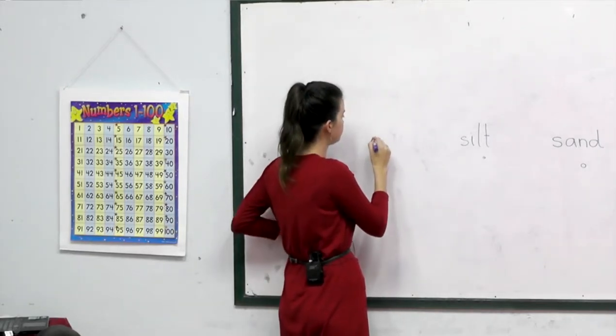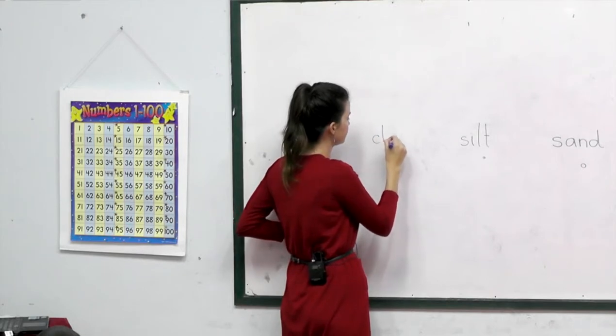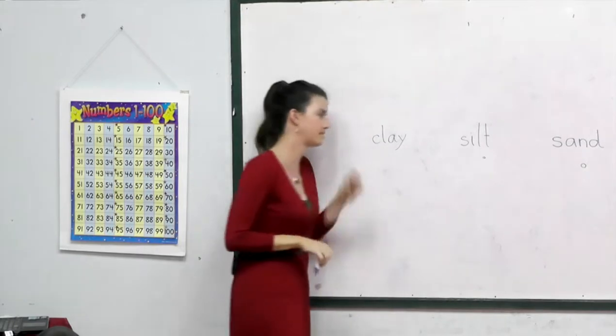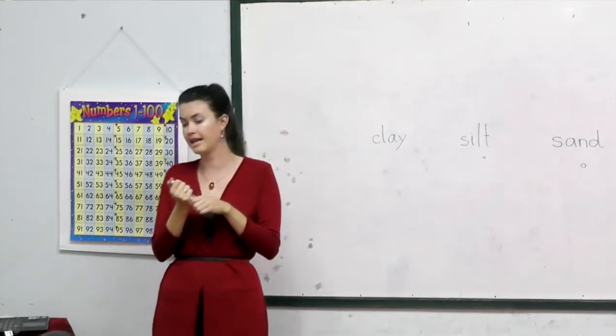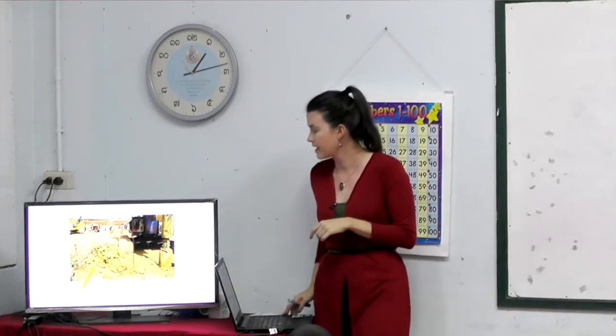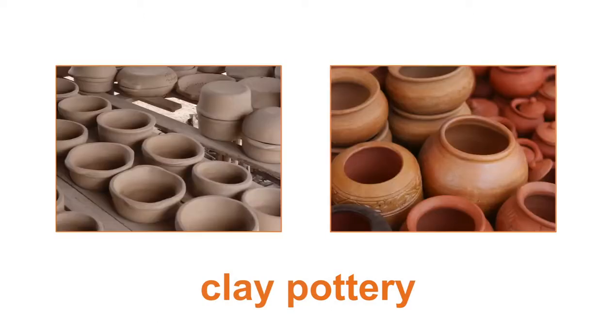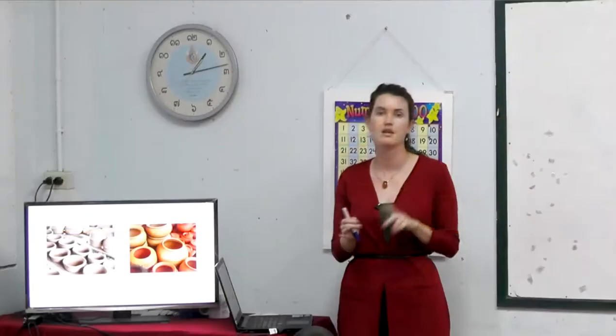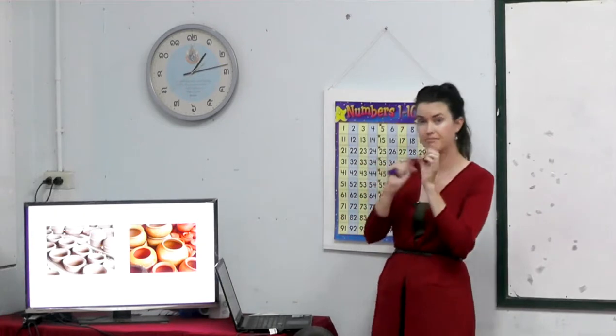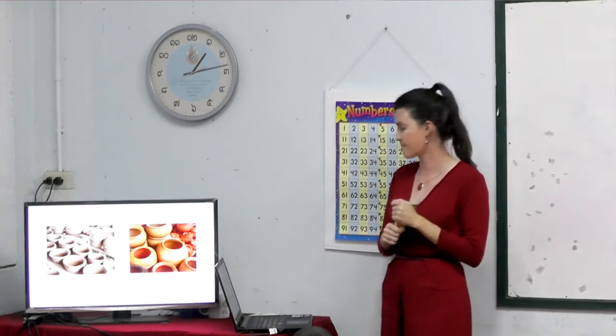Can you help me spell it? C-L-A-Y. Very nice. And it's just so tiny we can't even see it when we pick it up and look. We can't even see the little teeny tiny pieces. So clay we can use a lot. We use clay to make different kinds of pottery, things like this. Clay can be different colors. A lot of dirt can be different colors, different sizes, different shapes. It doesn't all look exactly the same.